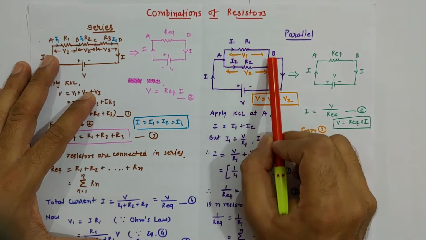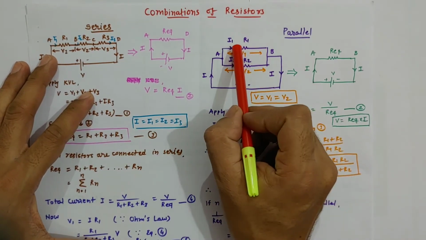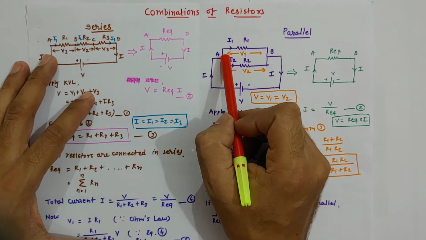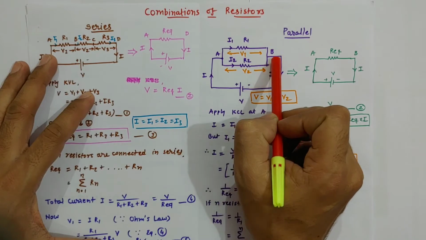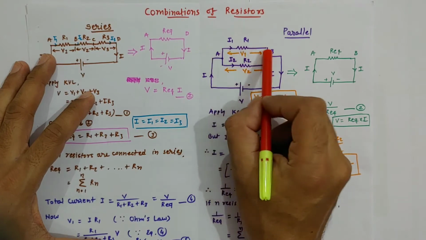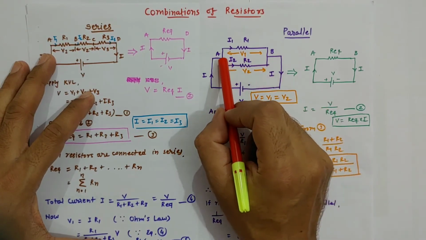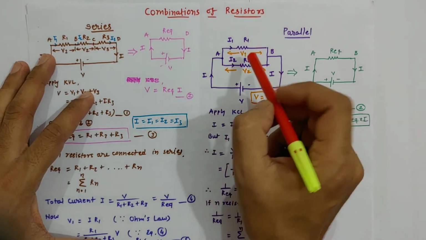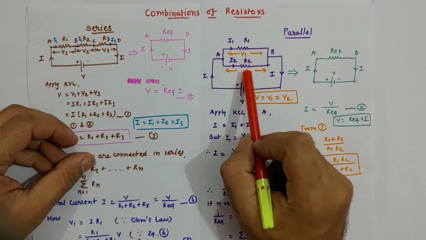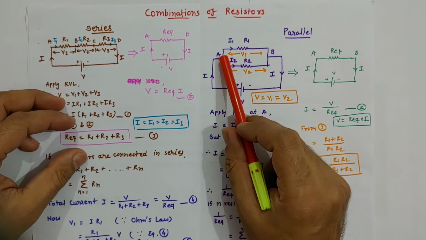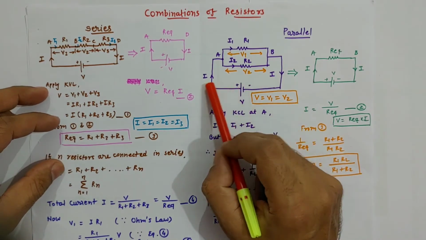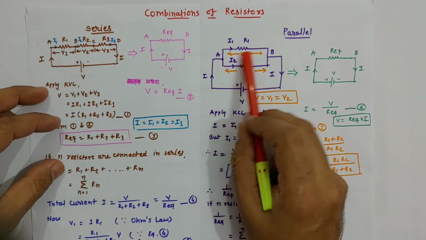If the resistors are connected this way, means left end of all the resistors is connected to one junction and right end of all the resistors is connected to another junction. This kind of combination is called parallel connection of the resistors. So in this case, we have R1 and R2 connected in parallel, and we are providing supply voltage V to this combination. So because of this supply voltage, current I is flowing in the circuit.